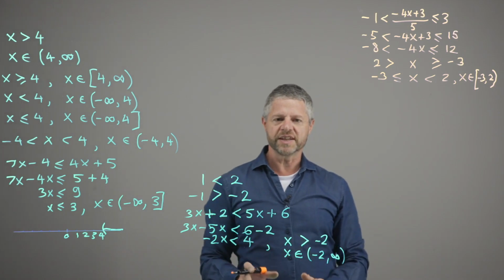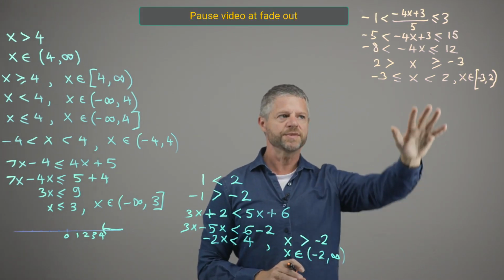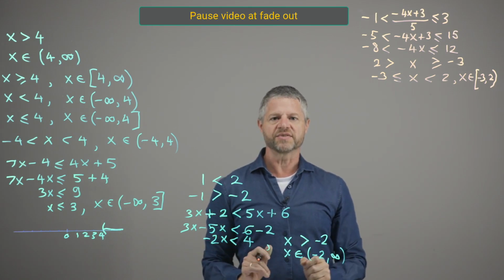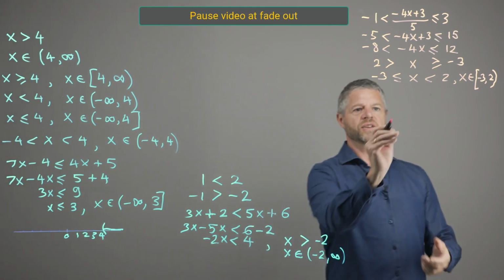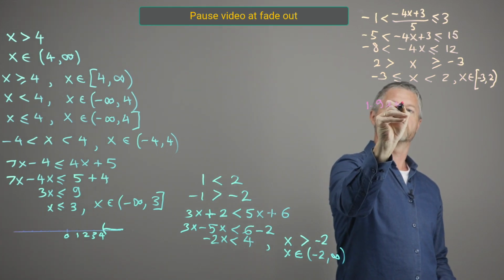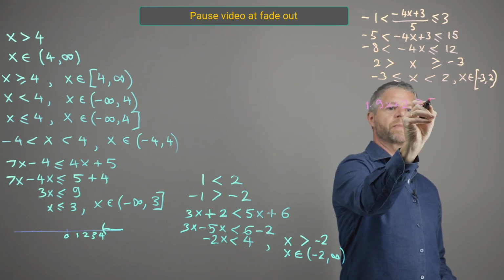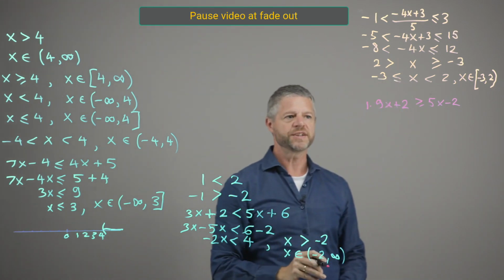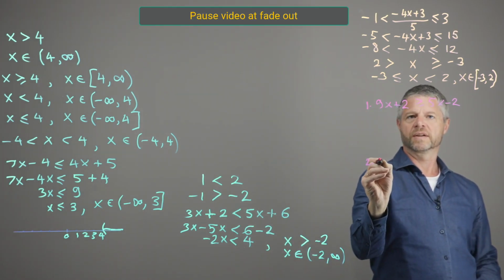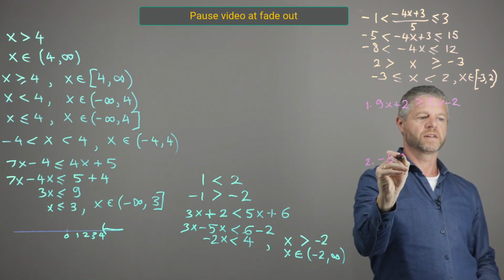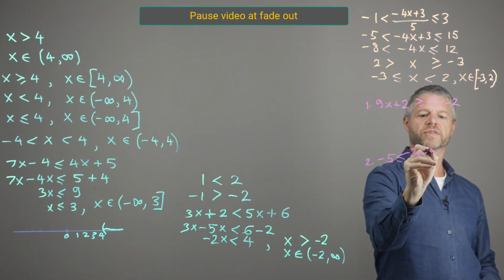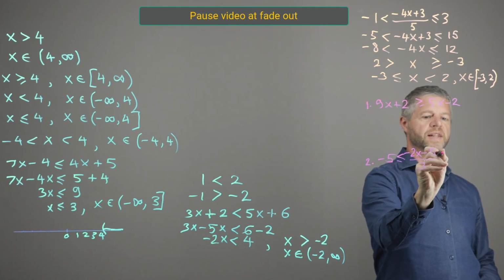So at this point, pause the video and see if you can work through the next two problems that I'll put up and see if you can solve those inequalities. So that means find all values of x that satisfy the next two inequalities. So the first one will be 9x plus 2 greater than or equal to 5x minus 2. And then the second one, let's do minus 5 less than or equal to minus 2x minus 5 divided by 3 less than 1.